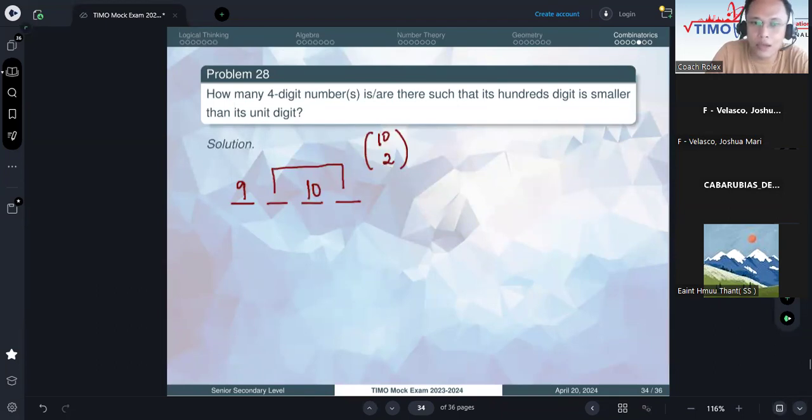Then here we can use any other number. So we have 10 choices for this, including the 0. And here, out of the 10, we will choose 2 only, in such a way that its hundreds digit is smaller than its unit digit. So you have 10 taken 2 divided by 2. So we have, instead of 9, 10 taken 2, instead of 10 times 10 times 11, we divide it by 2.